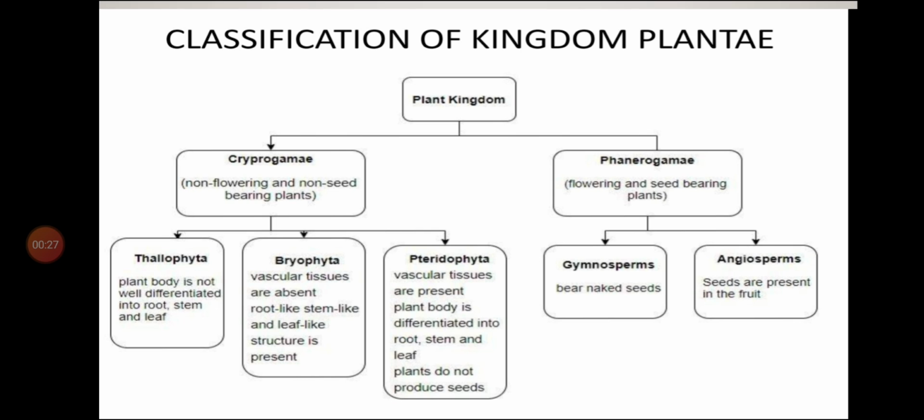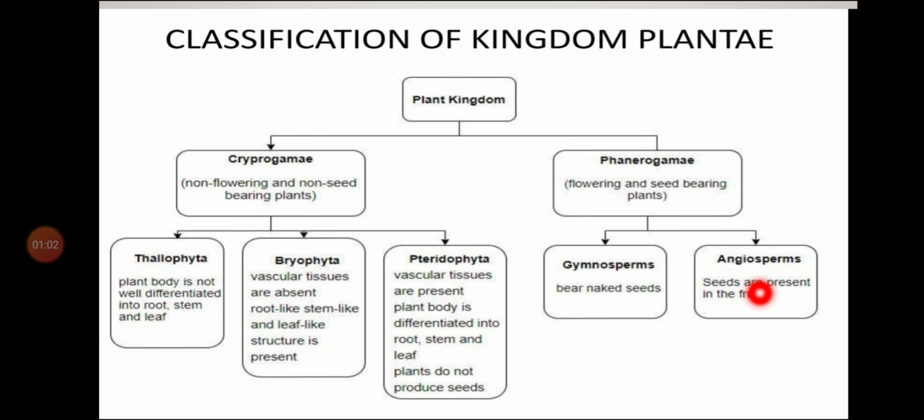Kingdom Plantae is divided into two categories, that is cryptogams and phanerogams. Cryptogams are divided into three divisions, that is Thallophyta, Bryophyta and Pteridophyta. And phanerogams are divided into gymnosperms and angiosperms. In our last 4 lectures, we have studied the salient features of the divisions Thallophyta, Bryophyta, Pteridophyta and gymnosperms.